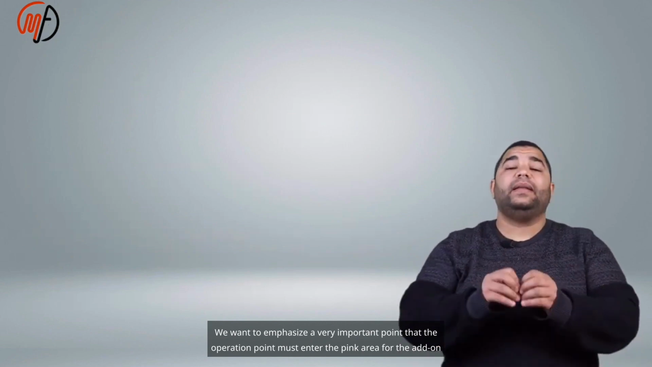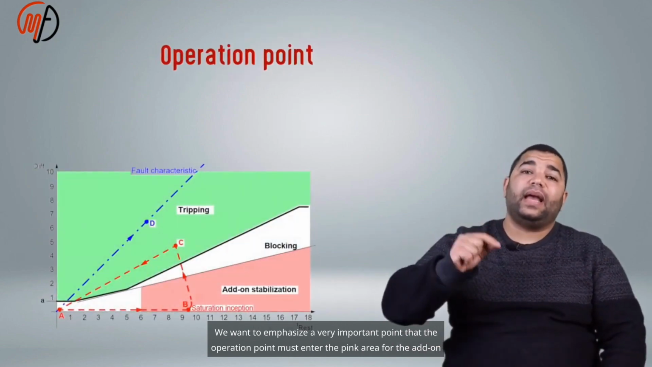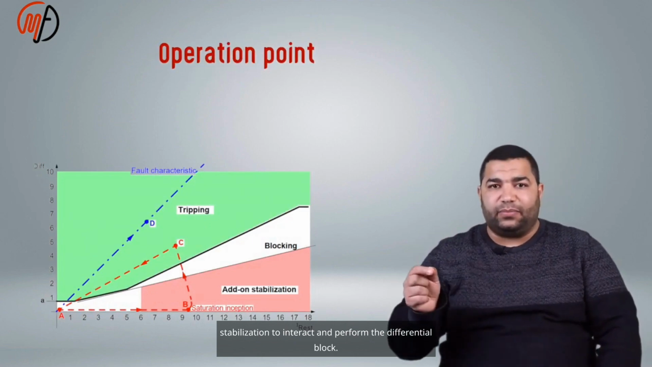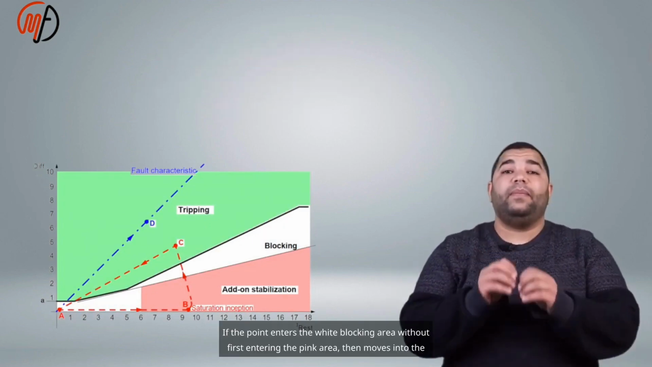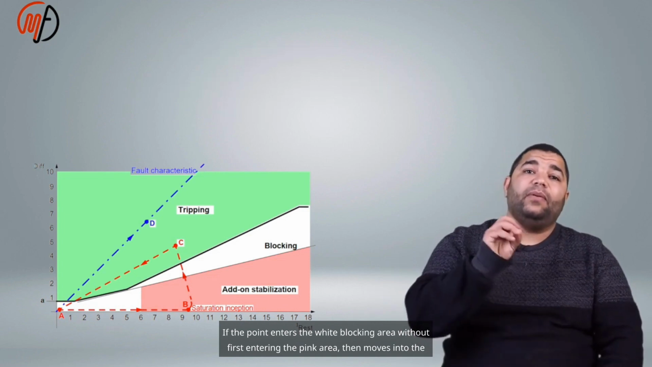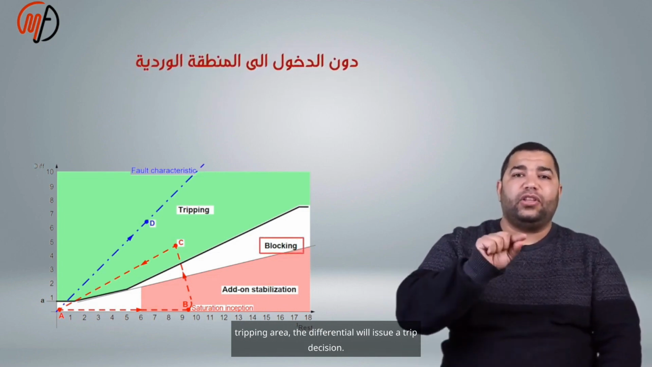We want to emphasize a very important point: the operation point must enter the pink area for the add-on stabilization to interact and perform the differential block. If the point enters the white blocking area without first entering the pink area, then moves into the tripping area, the differential will issue a trip decision.